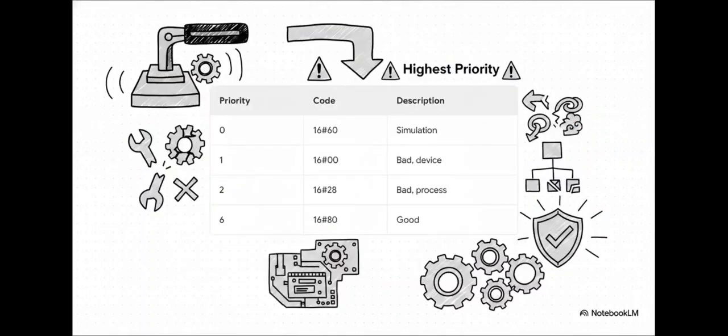And that brings us to this priority ladder, which evaluates exactly how trustworthy that data is. Now, here's the absolute key takeaway. The worst status always takes the highest priority. Why? Because you never, ever want to accidentally mask a critical failure. For example, priority 1 is a bad device-related error. Basically, something is broken. But check out priority 0, sitting at the very top. Simulation. That acts as the ultimate manual override, superseding even a total device failure.